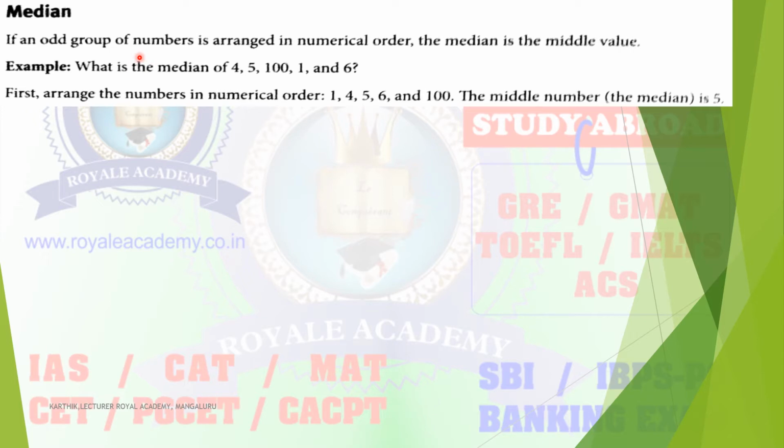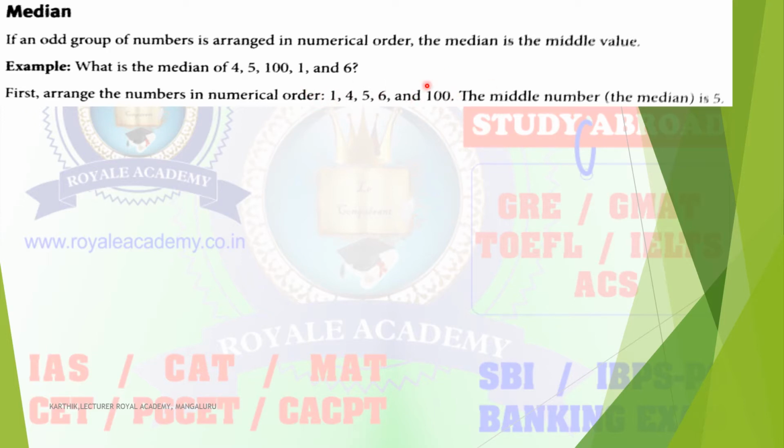Just odd numbers. If an odd number of numbers is arranged in numerical order, what is the median? So first, what is median? Median is nothing but the middle number. For example, first write the numbers in ascending order: 1, 4, 5, 6 and 100.